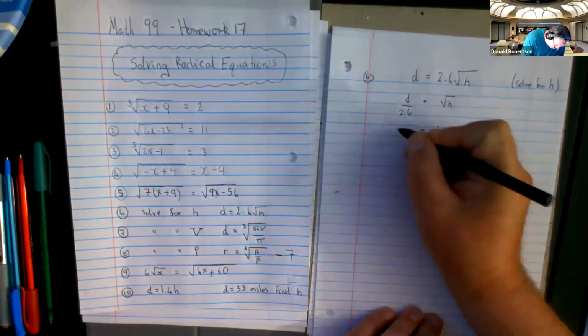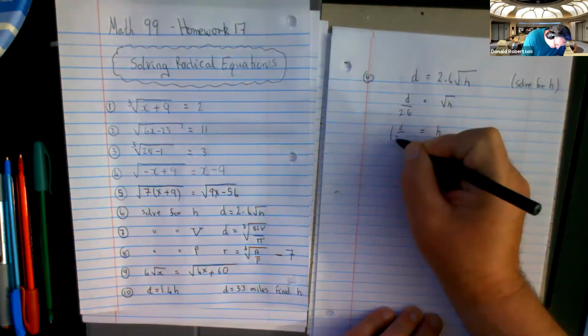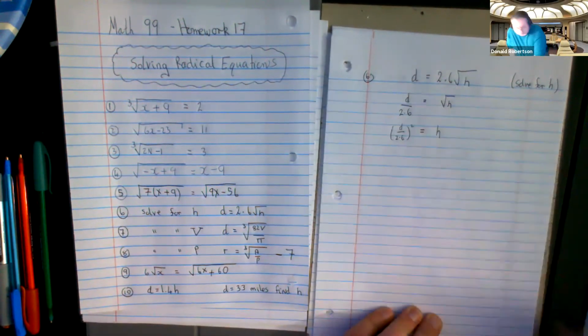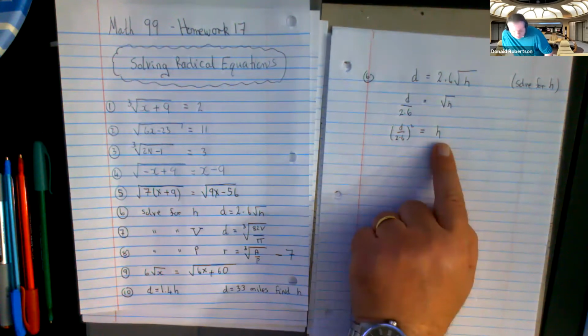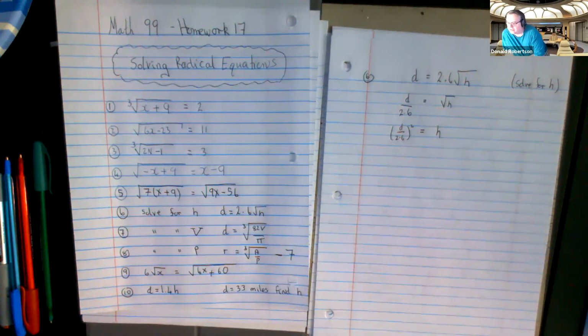So if you square both sides, there you go. Not the prettiest formula in the world, but it's done. Isn't this formula now h equals? Right, h on its own equals whatever it is. So we've just done our first formula.